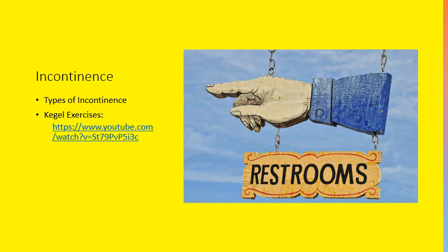Incontinence. Incontinence, like we said, is not normal, but unfortunately can be a common problem, especially as we age. The loss of normal bladder control. There are different types of incontinence. There is urgency, an involuntary loss of urine in response to a strong sensation or need to empty the bladder.